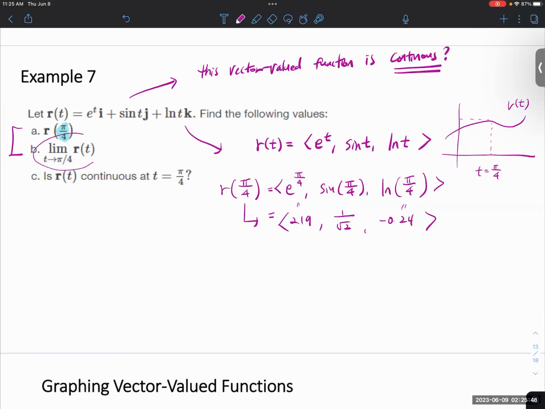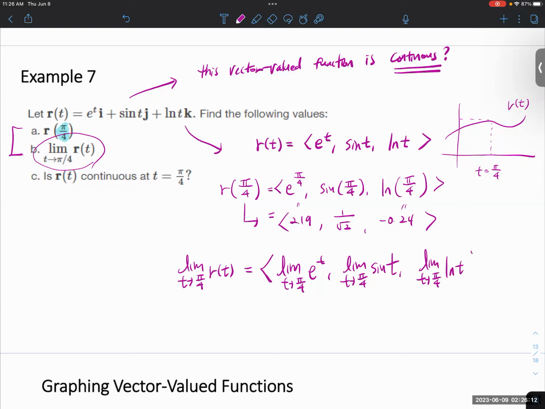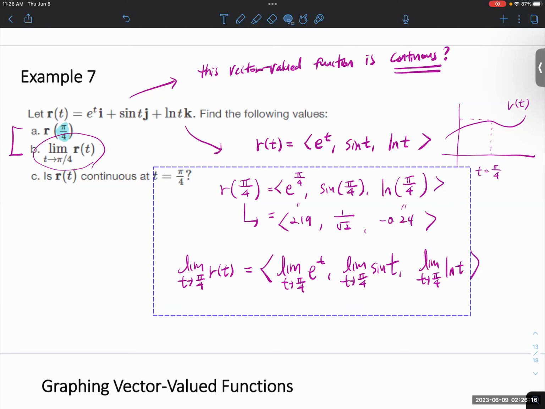Let's find out the limit as well. The limit as t approaches pi over 4 of R of t. You are going to take the limit of each component, correct? So e to the t, limit as t approaches pi over 4, sine t, limit as t approaches pi over 4, ln t. So you're going to plug in to evaluate the limit. Let me minimize it.